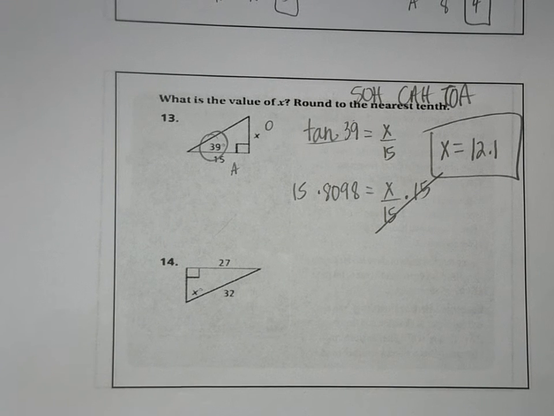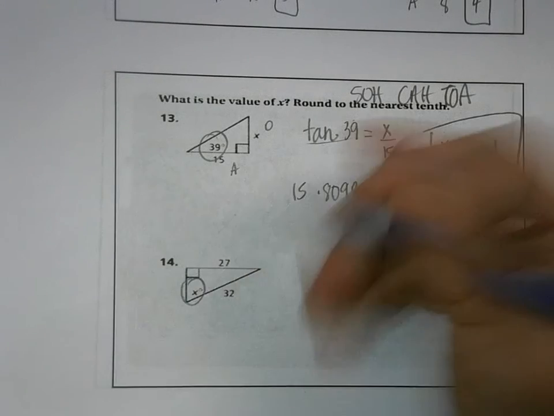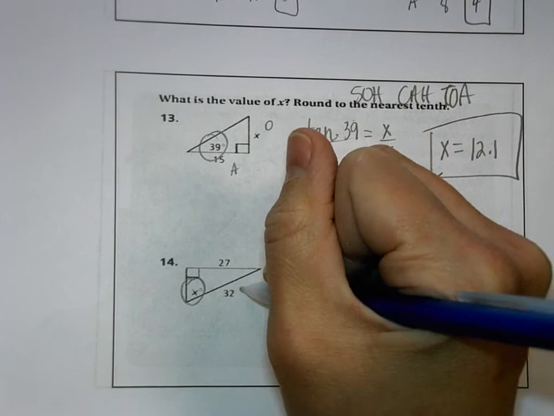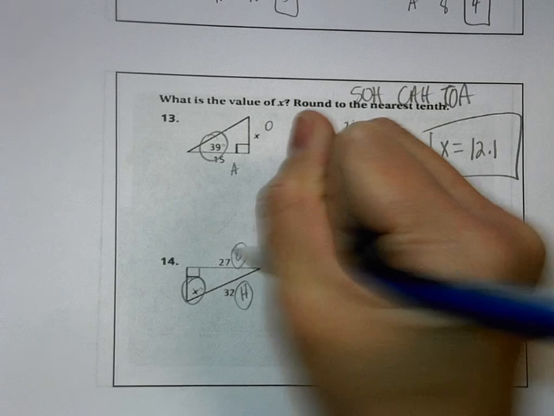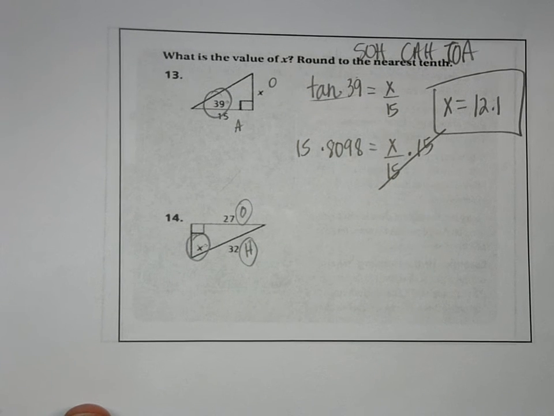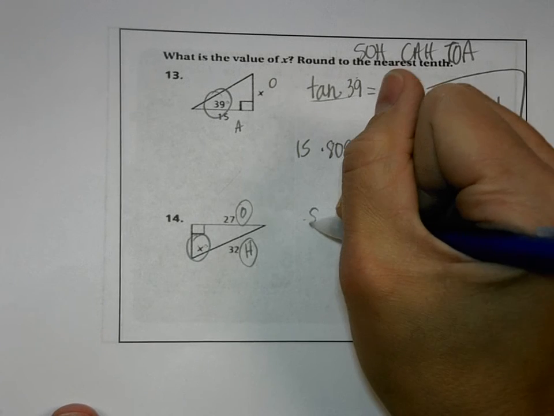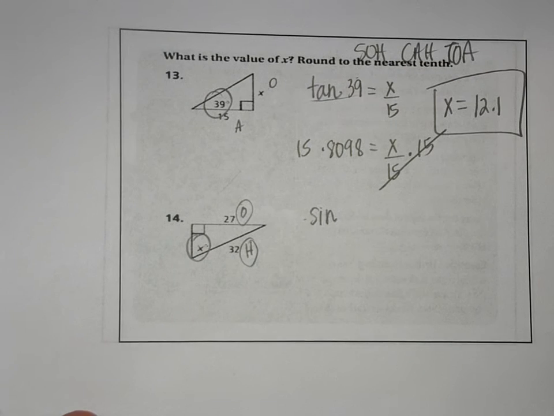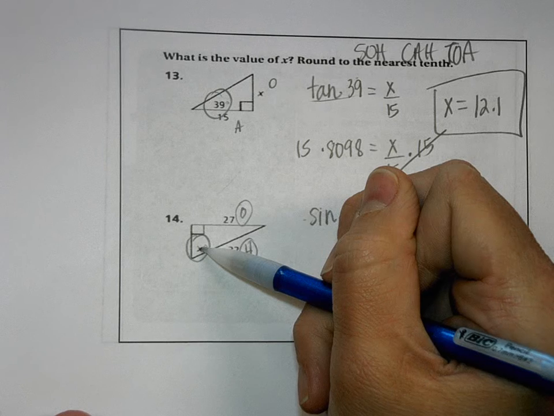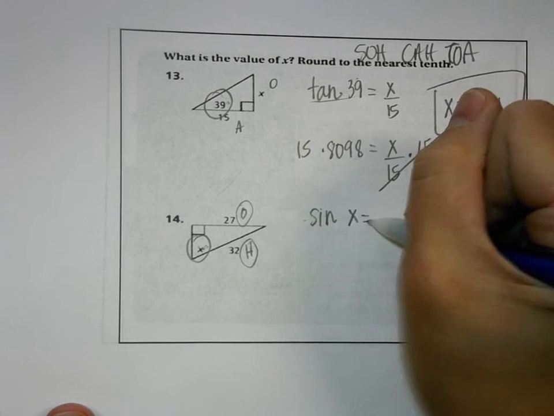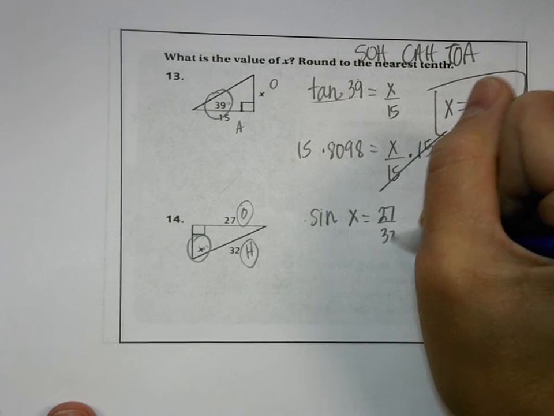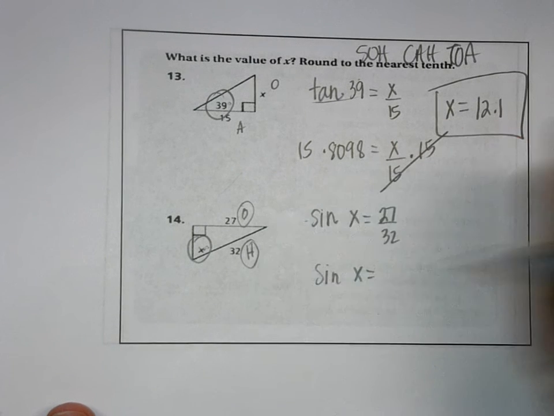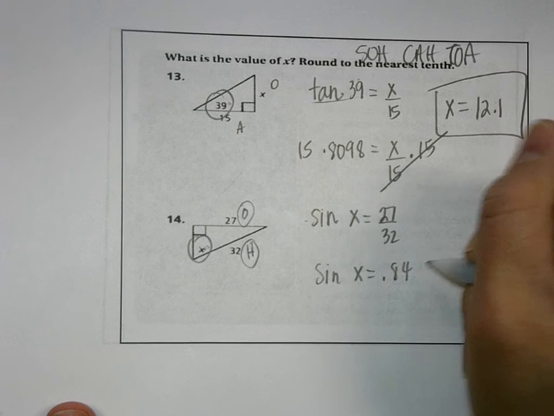Okay, 14. What angle am I looking at? X. From X, 32 is the hypotenuse. And then 27 is the opposite. So therefore, if I have O and H, what trig function will I use? Very good, sine. And next to the sine, I always write my angle, my degree, right? Next to sine, you always need your degree. So in this case, it is X. And then opposite is 27 over 32. And what is 27 over 32? Okay, 0.8438. Is that what you guys have?